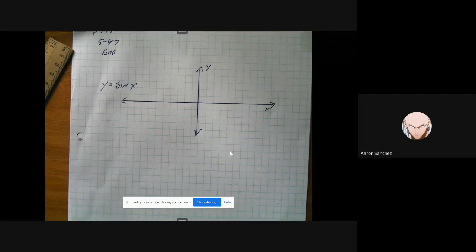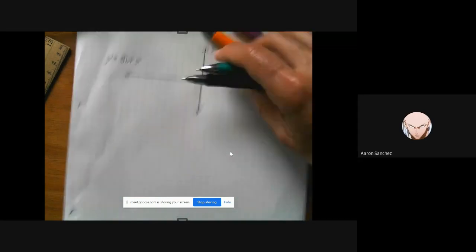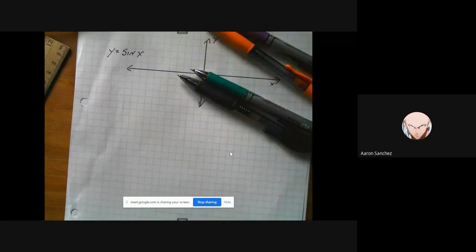Okay, I'm back. Sorry, I forgot my pens. So here we go. I got my pens, my different color pens. I'm drawing in different colors.